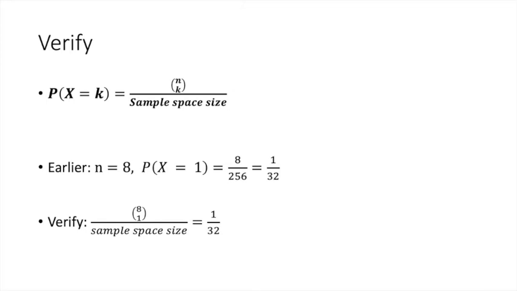So in general, we say that the probability that x equals k equals n choose k divided by the sample space size. Earlier on, we computed the probability of finding exactly one disk failure, and it was 1 divided by 32. I'll leave it for you to verify that this formula can also be used to compute the same probability.